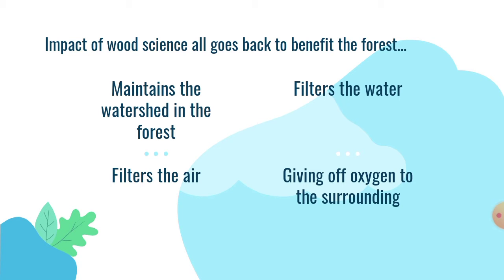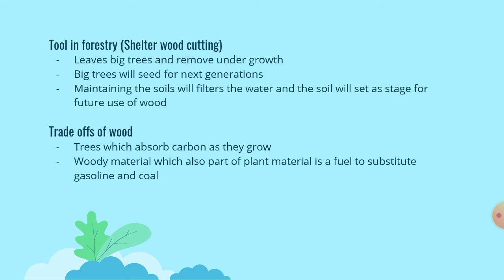Wood science mainly gives benefits to the forest, such as the trees in the forest will shade the watershed and maintain the temperature of the water, which will directly protect the population in the watershed. To obtain good wood, soil maintenance should be in good care, which will lead to filtering the water in the forest from unwanted impurities. The wood in the forest, acting as carbon storage, will help in filtering the air and gives off oxygen to the surroundings.